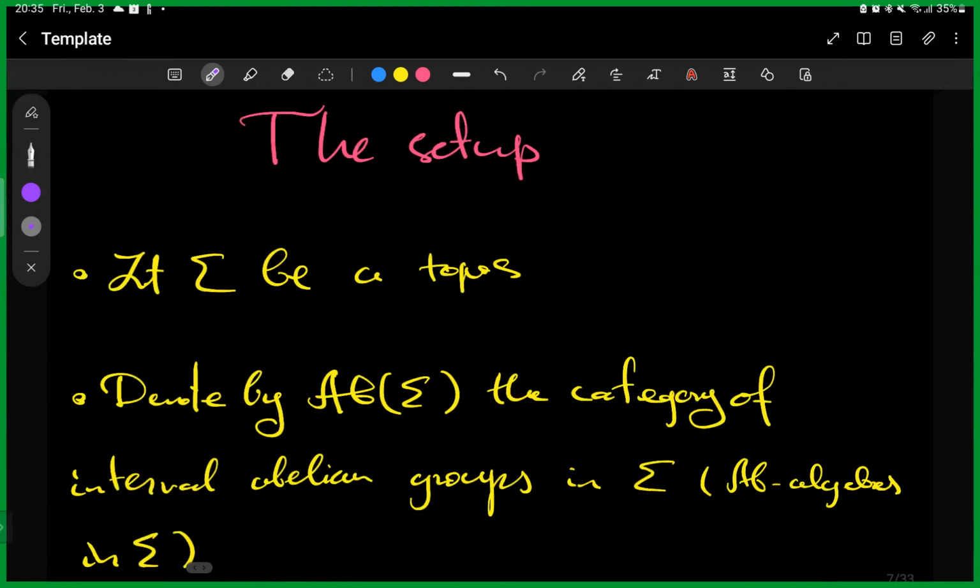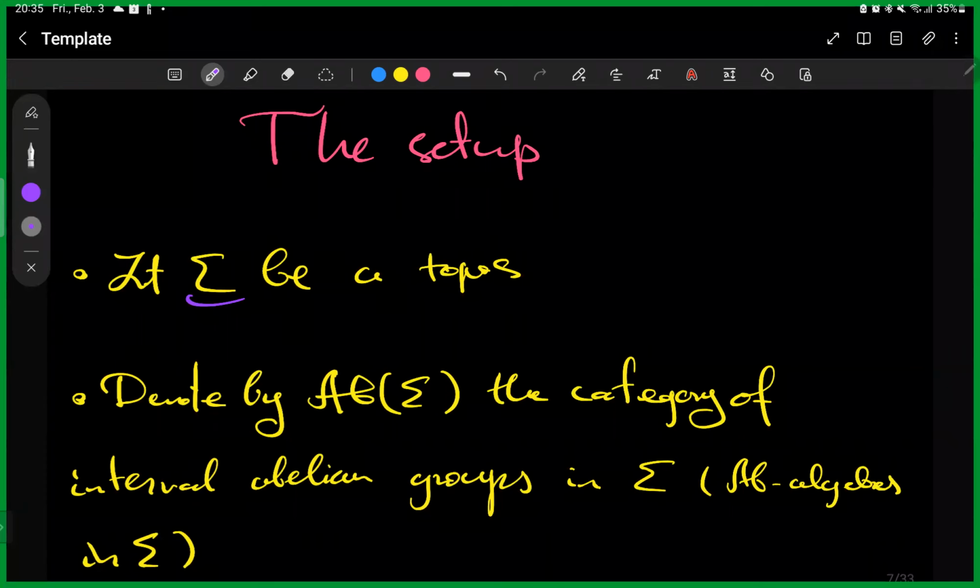Okay, so now we're ready to give a setup of homological algebra in a topos. So assume that we have a topos, by which I mean an elementary topos, and denote by AB of E the category of internal abelian groups in E, but that's just algebras over AB in E. So that's just the category of algebras. Okay. And sorry, internal?